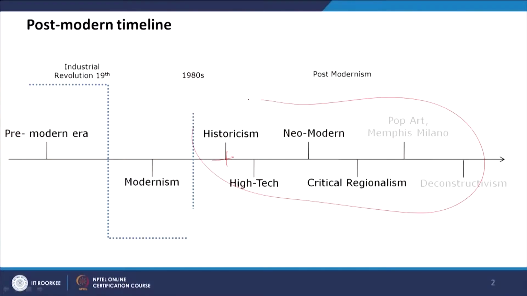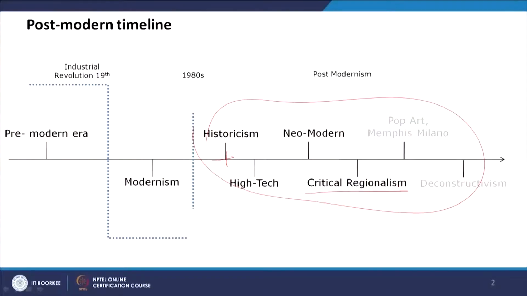So all these postmodernist movements started coming mostly parallel with each other. In the critical regionalist movement, we have seen how these movements reacted to modernism.